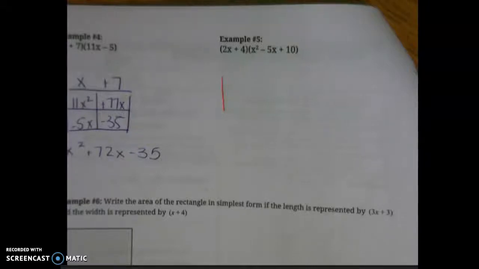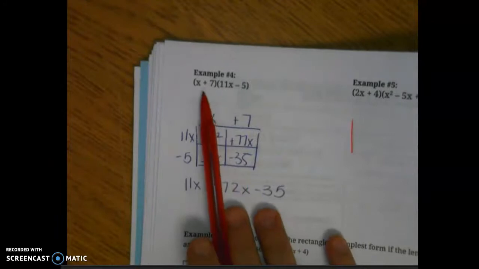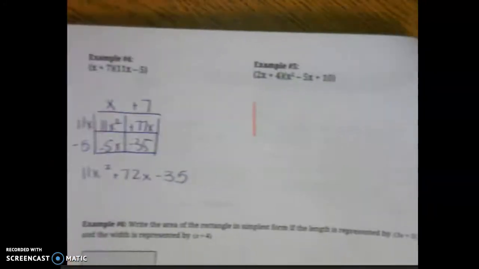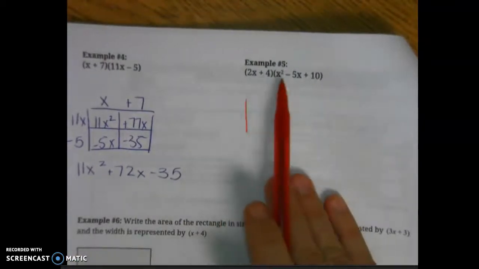Everyone, in this video we're going to continue multiplying polynomials. So if you're in Miss Drake's class, we're on page 21 where we left off yesterday doing example 4 where we multiplied a binomial times a binomial and we set up our box method. Today we're going to be multiplying a binomial times a trinomial.